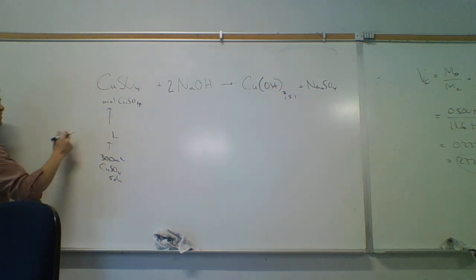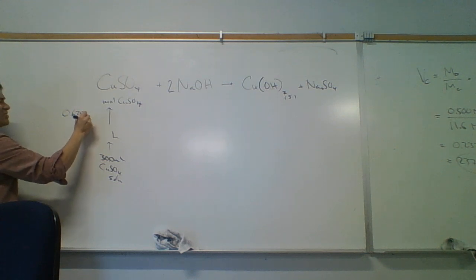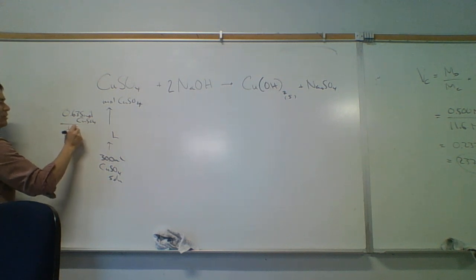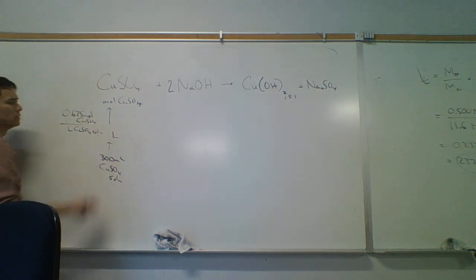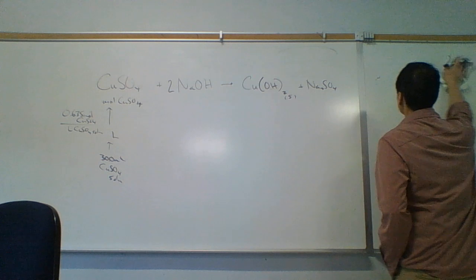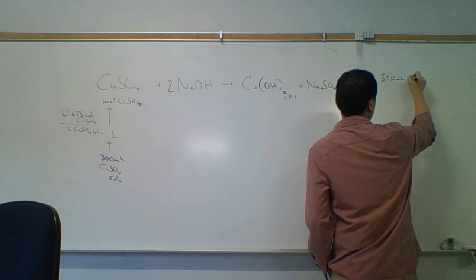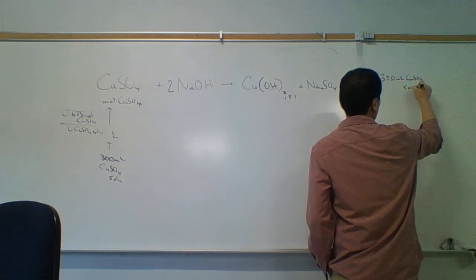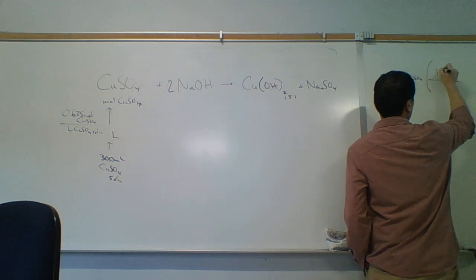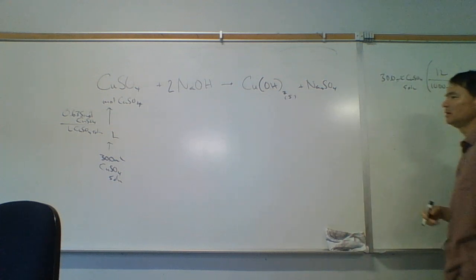So to go to moles, we need the molarity. The molarity is given. It's 0.635 moles of pure copper-2 sulfate, CuSO4, for every liter of CuSO4 solution. So let's just do this first part. Set it up. I'm going to go with 30.0 milliliters of CuSO4 solution, and then convert that to liters. 1 liter contains 1,000 milliliters. So milliliters cancel, that gives me liters of solution.